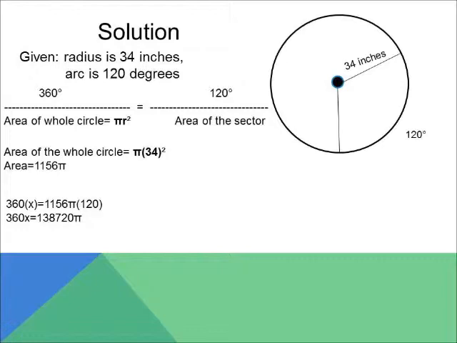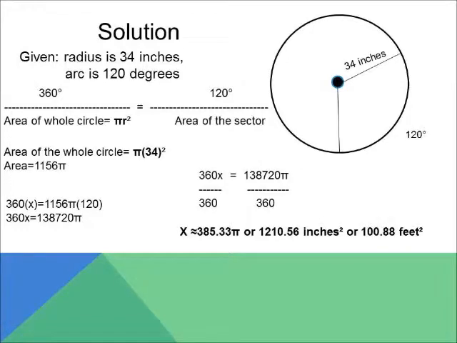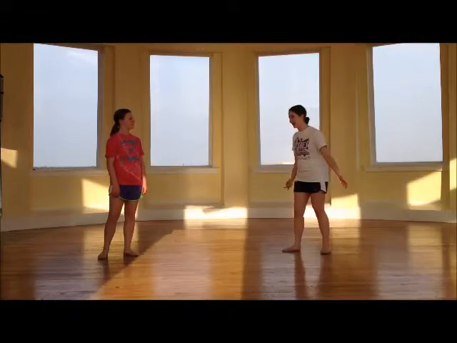After simplifying that equation, we are going to divide each side by 360. After you divide each side by 360, we then find that x is equal to approximately 385.33 pi, or 1,210.56 inches squared, or 100.88 feet squared.